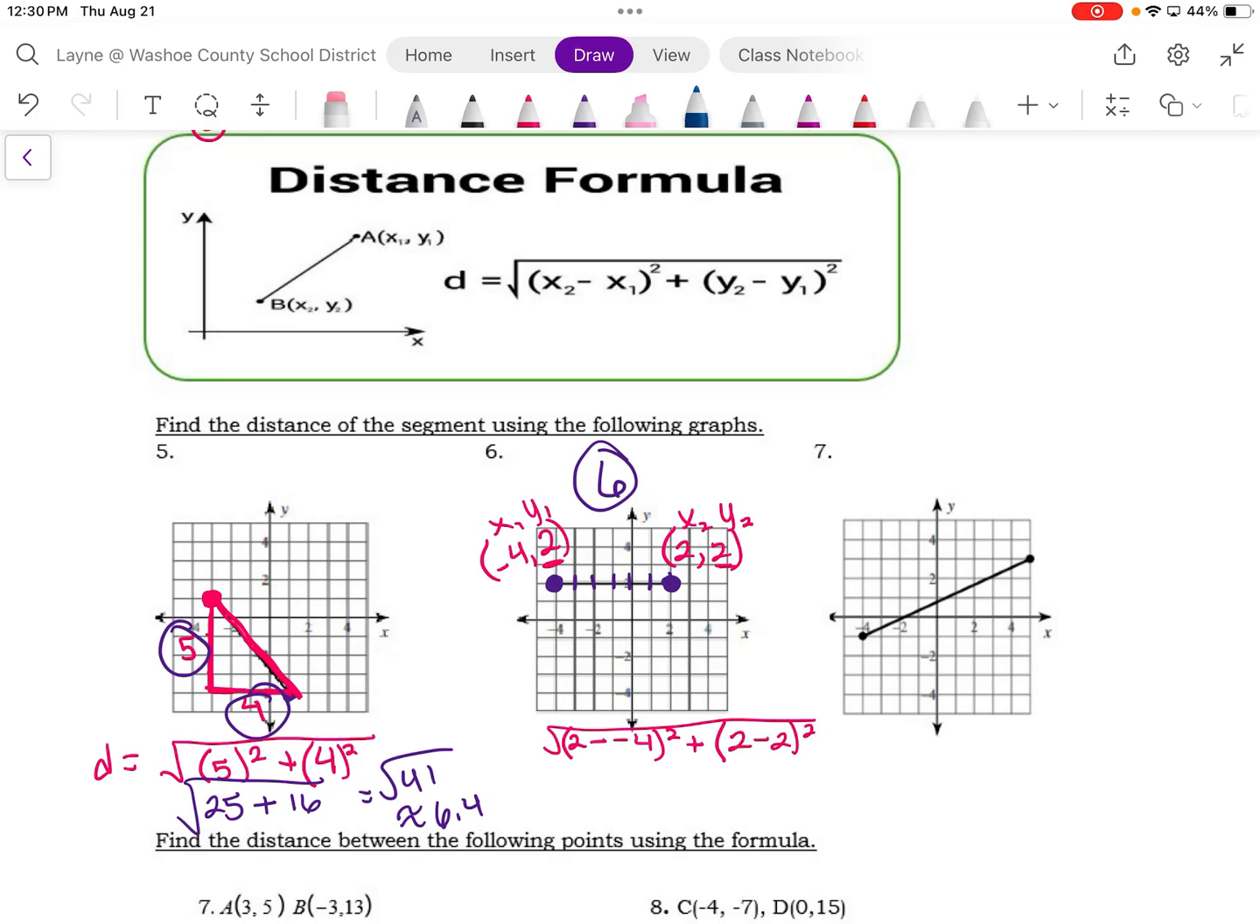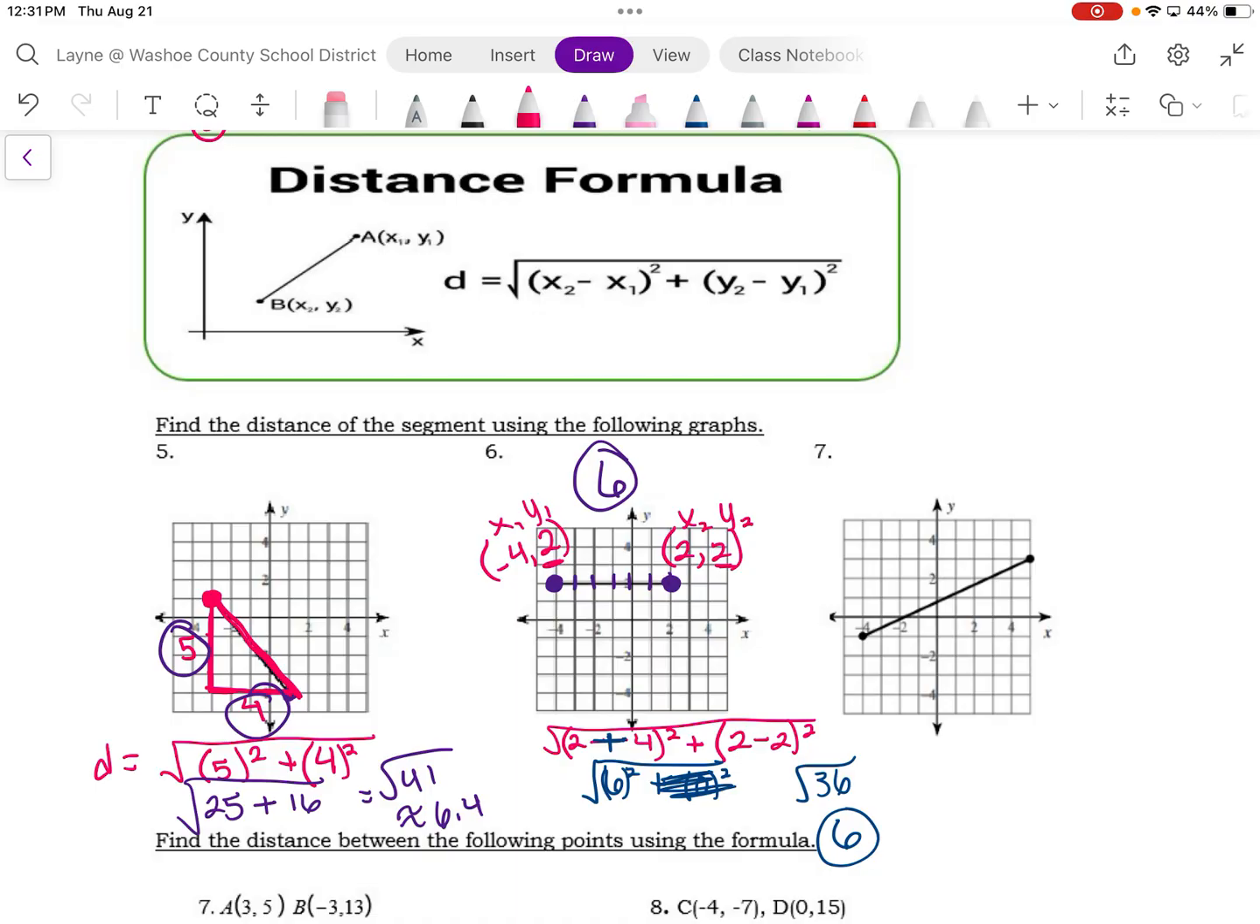All right, we'll simplify over here first. This will be a plus. 2 plus 4 is 6 squared. Plus 2 minus 2 is 0 squared. 0 squared is just going to be 0. So this part just goes away. This will just be 6 squared, which is 36. And then the square root of 36 is 6. So our answer here should be 6.